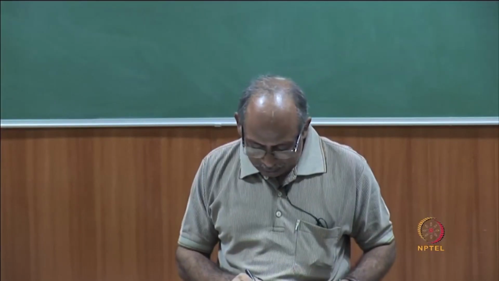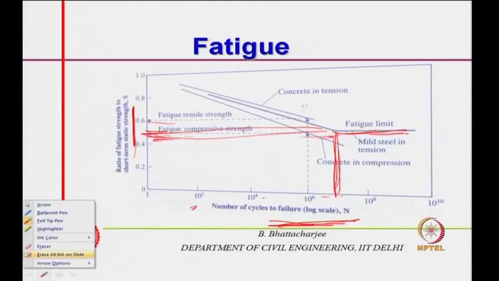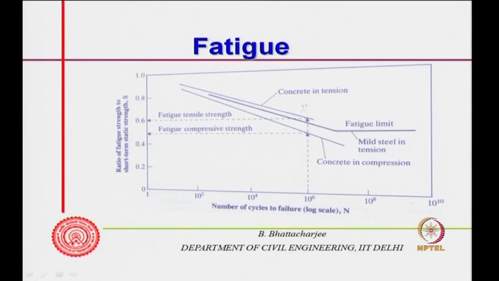Now, concrete does not have any fixed endurance limit. In tension, concrete shows continuously that the fatigue strength will go on reducing as you increase the number of cycles. In compression, it is the same thing. So, therefore, how do I define this strength? There is no endurance limit.